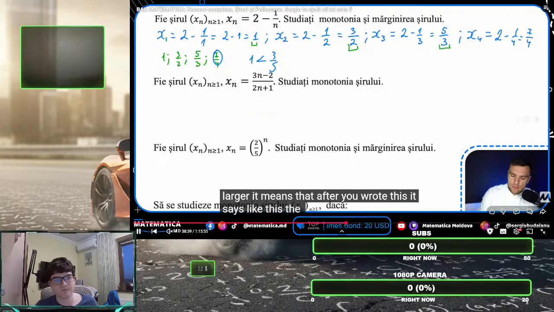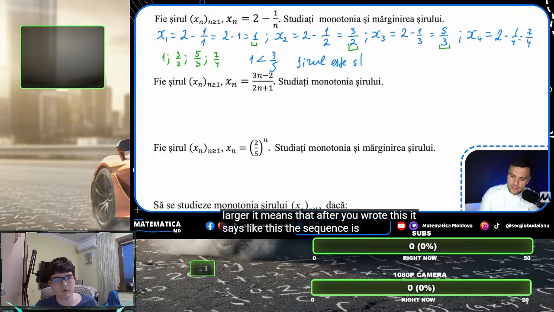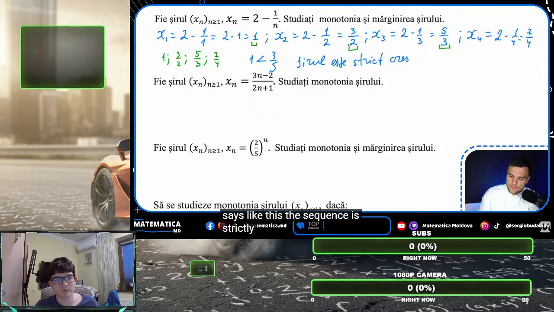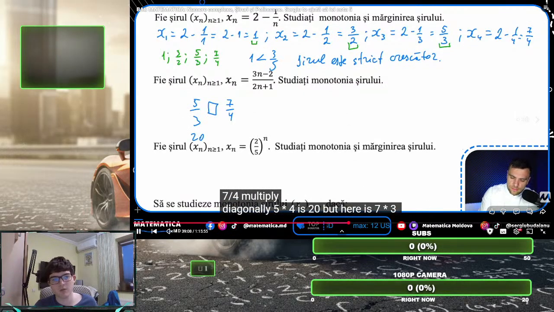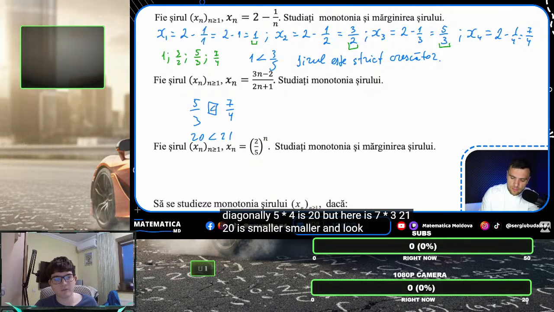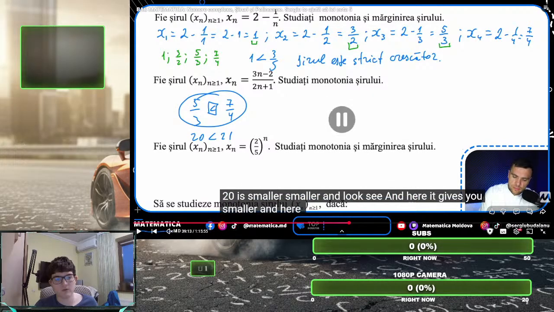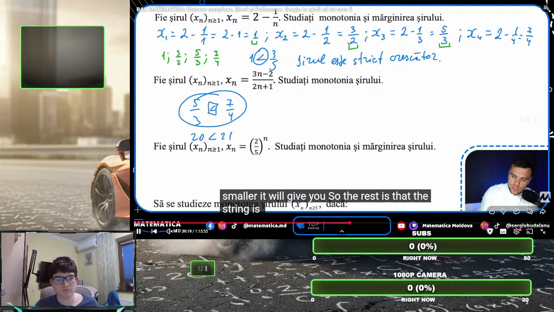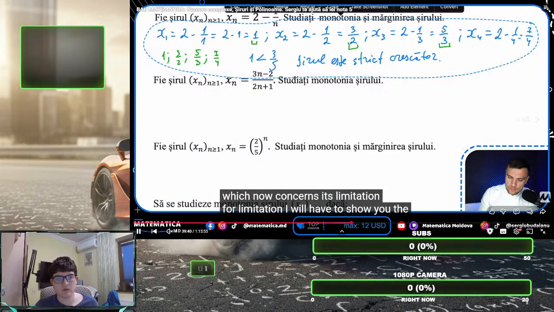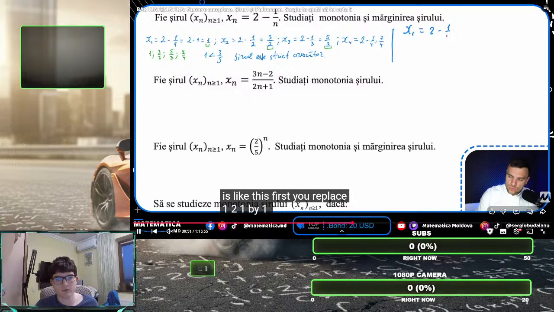Anyways, 1 is smaller than 3 divided by 2, I suppose. So it is going up, and 5 divided by 3 is essentially smaller, like if you multiply 5 by 4 and 7 by 3. So yeah, another explanation right there. But what about this marginalization?